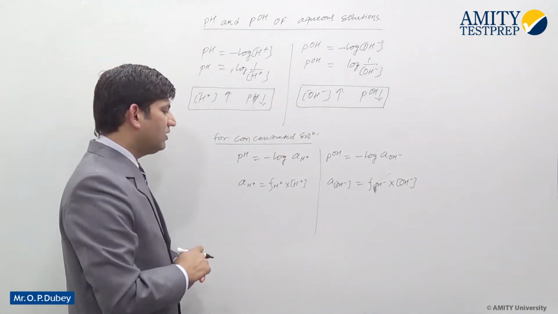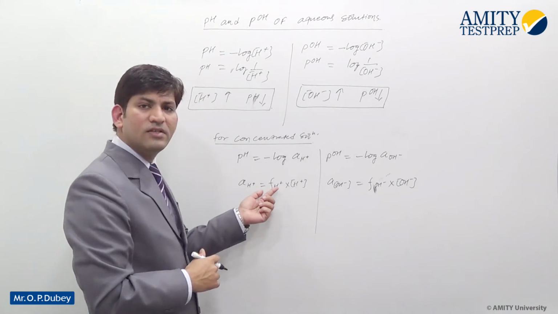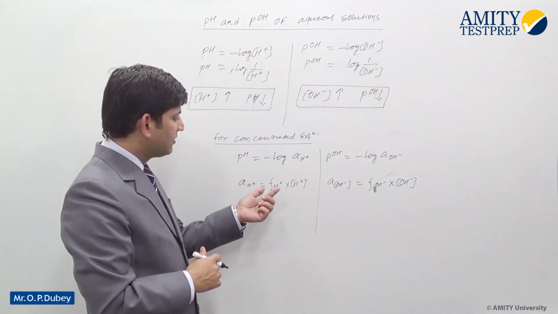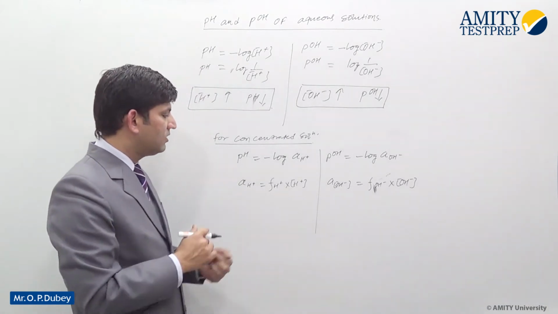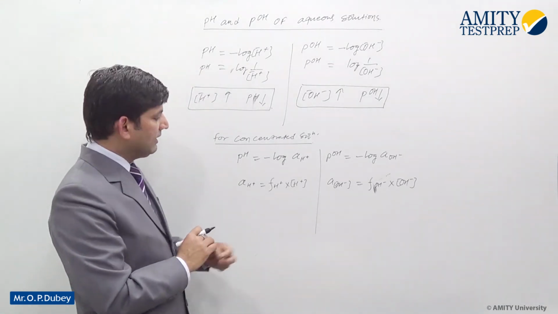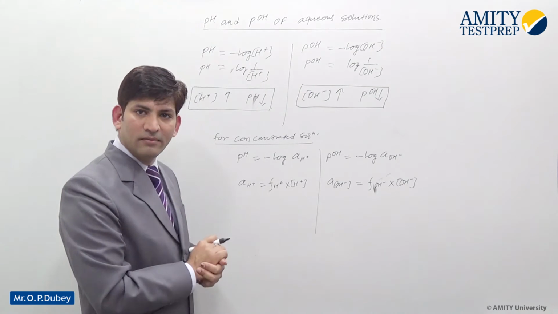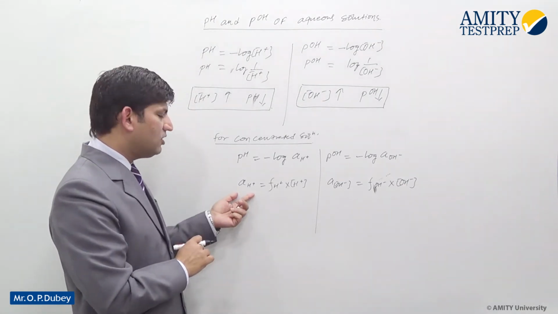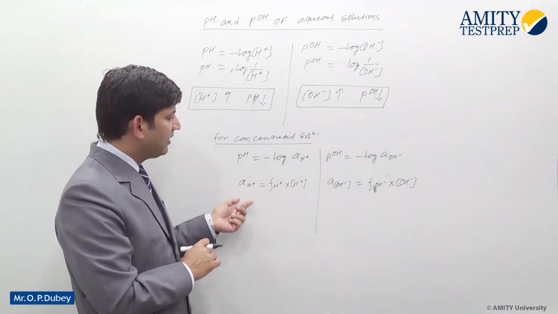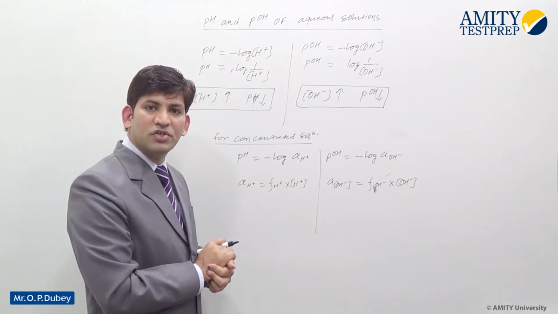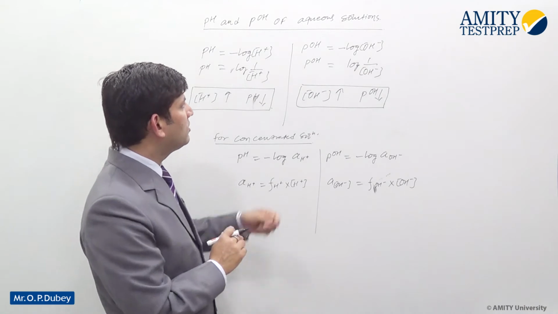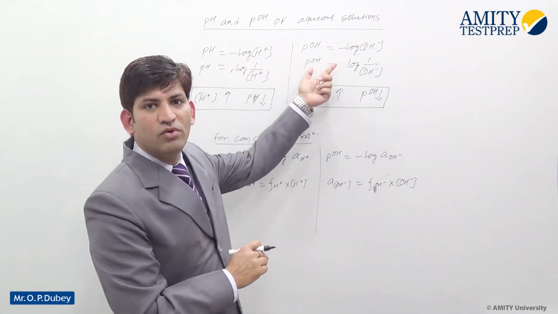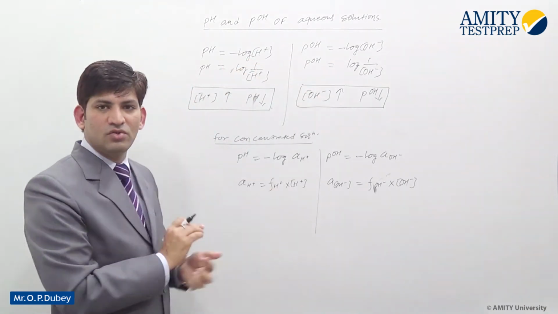Now for a dilute solution, the activity coefficient for the ions, either H+ or OH-, is nearly equal to 1. Therefore, the activity of the H+ ion is equal to the concentration of the H+ ion for a dilute solution. Then for a dilute solution, we can calculate the pH and pOH of the solution from these two formulas.